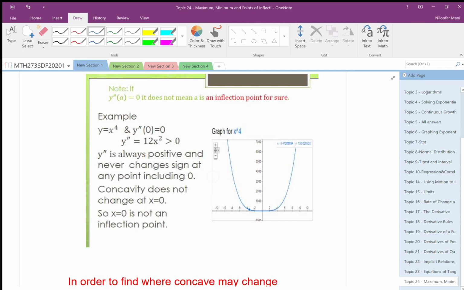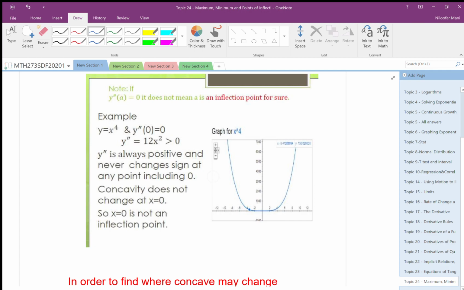Here, again, I said when you have an inflection point, the second derivative equals 0. But it doesn't mean that if the second derivative is 0, you for sure have an inflection point.